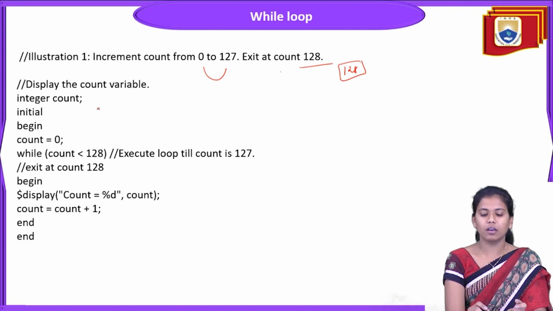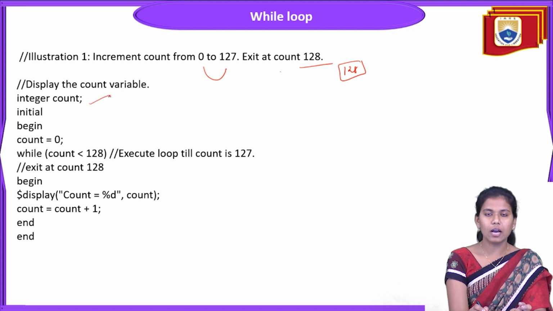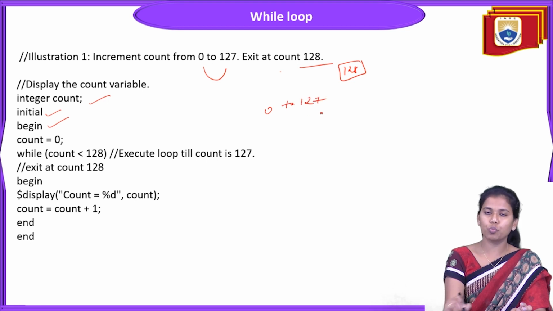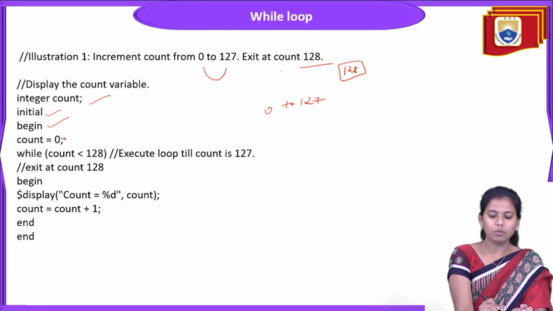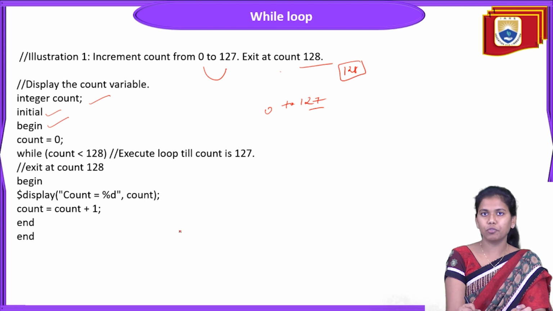Now the display will display the count variable. So integer count, initial, and then I have to begin, and then I have to count from where? From 0 to 127, isn't it? From 0 to 127. So count 0 while. So here from where till 127 I have to count, right?